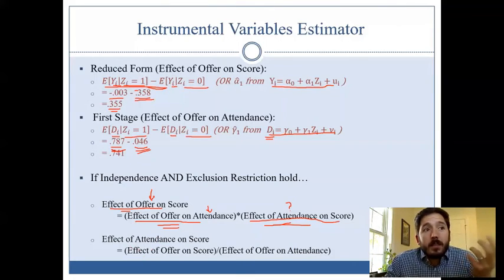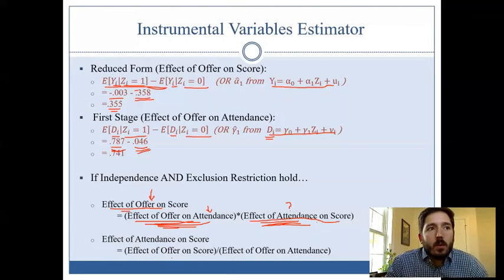So the effect of attendance on test score is going to be, we just rearrange this equation here. We divide this piece over to the other side, and we've got the effect of attendance on test score is equal to the effect of the offer on the score, that's our reduced form, divided by the effect of the offer on attendance, that's our first stage, right? So that's instrumental variables in a nutshell.